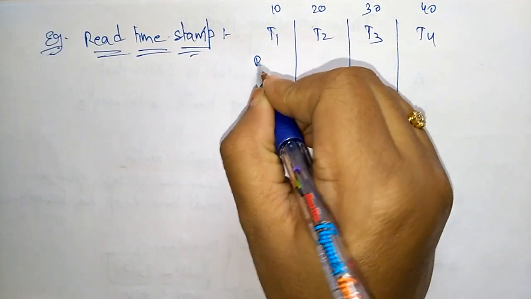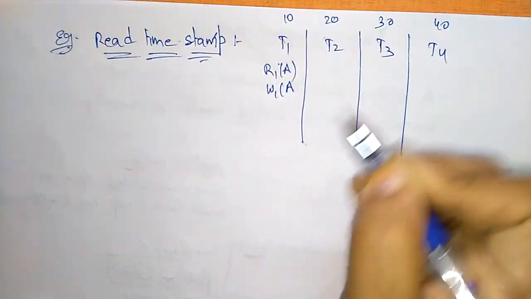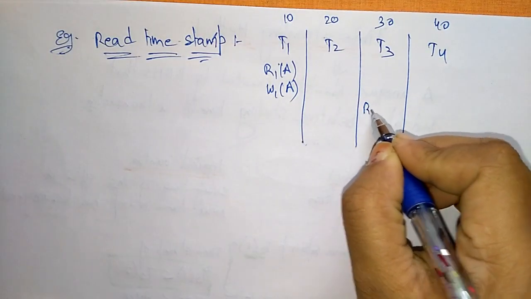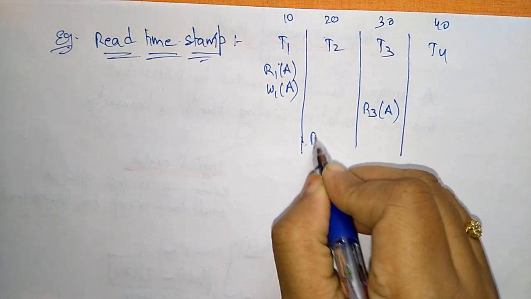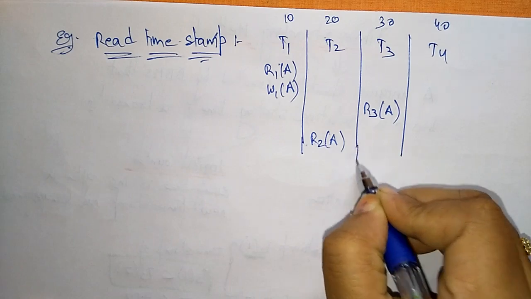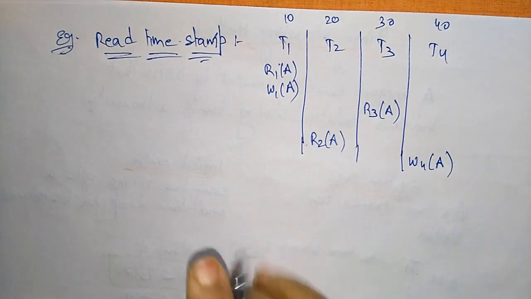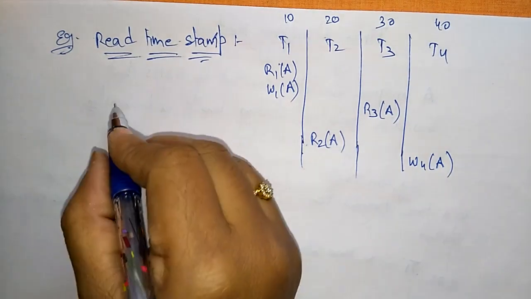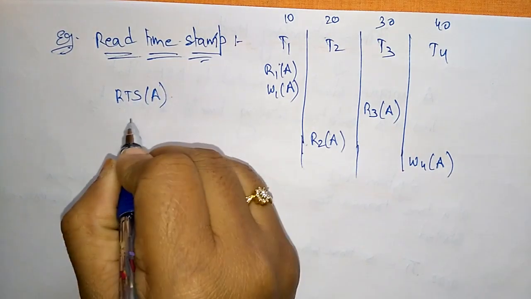So at T1, read A, write A. Then R3(A), R2(A), and W4(A). So this is an example. Let us see here. What is the read timestamp of A? What will be the value we have to find out?